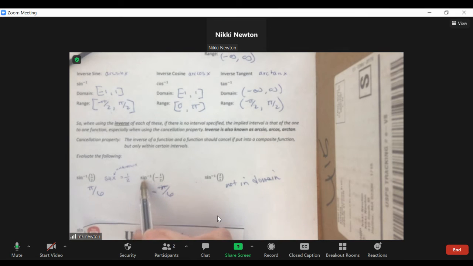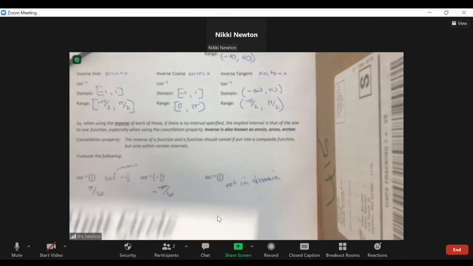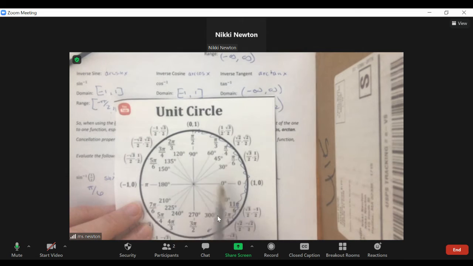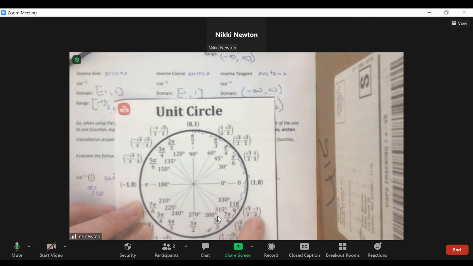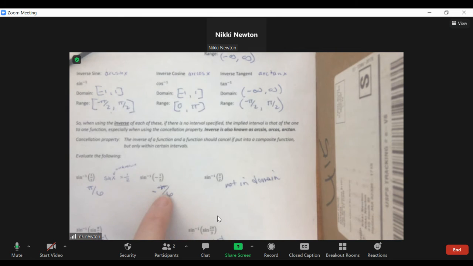All right, let's look at this one. So now I want to know sine of what angle gives me -1/2 and in my restricted domain. So I'm in these angles. So my sine is -1/2 here. Now it's marked at 11pi/6, but remember we're only doing between +pi/2 and -pi/2. So this is -pi/6. So -pi/6.